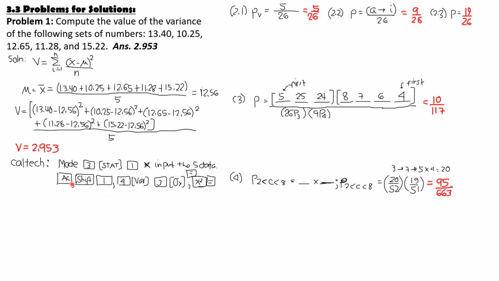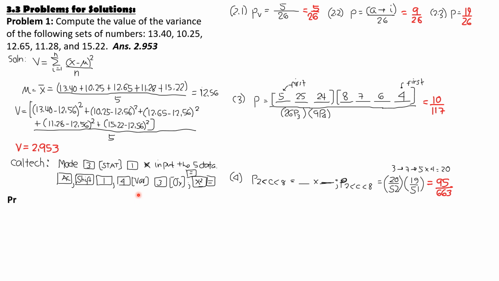Then press the AC key, then press the shift key, select 1, which means statistics mode, then 4 for variation, then 3 to see the standard deviation sigma x, then equals. Then from there you will get the standard deviation. Since the variance is the square of the standard deviation, press the x square key, then press equals, and you will get the same answer of 2.953.